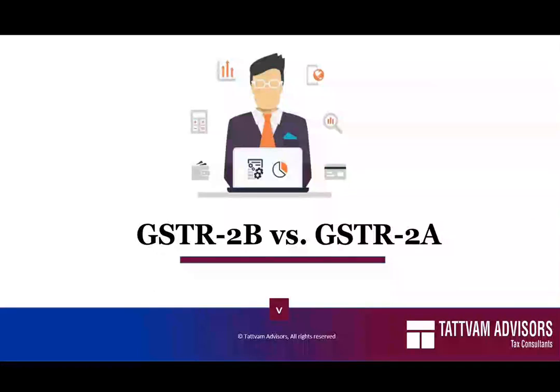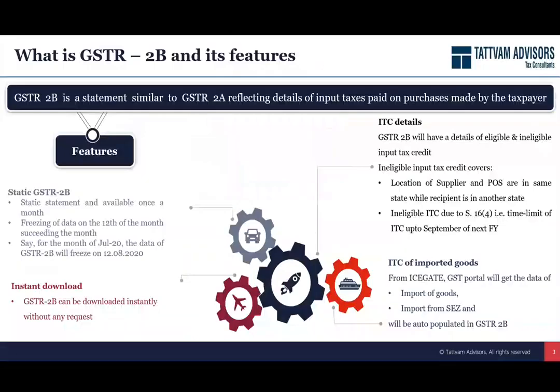We'll start with what is the difference between 2B and 2A. Now, to understand the difference between 2A and 2B, we need to first know what 2B is. So 2B is nothing but a statement which is similar to GST2A, giving you the details of all the input taxes that you have been paying on your purchases.